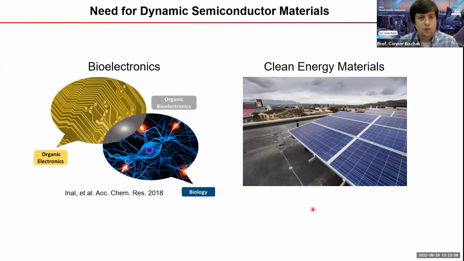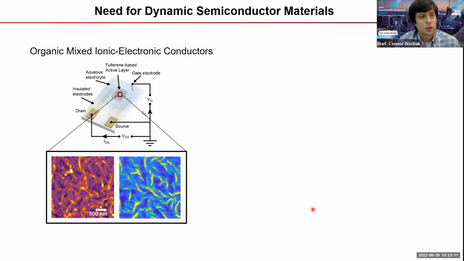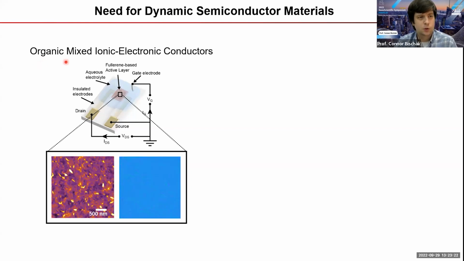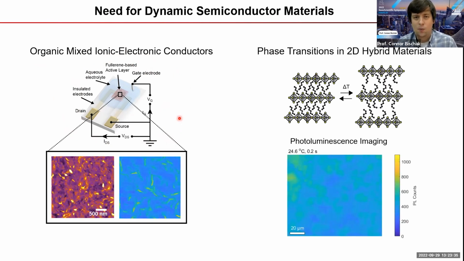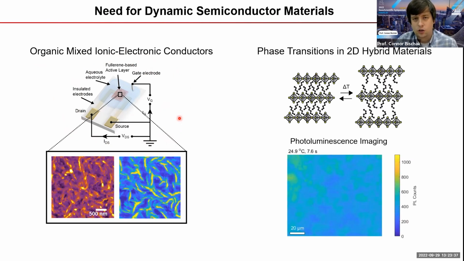And so the 2 areas that my group is really excited about, one are organic mixed ionic electronic conductors. So these are materials that are organic. They're typically conjugated polymers, and they can transport both ions and electrons. And they're used for a number of new devices like this organic electrochemical transistor, which I'll talk a little bit about later. And we're also excited about phase transitions in 2D hybrid materials, which I'll mention a bit at the end.